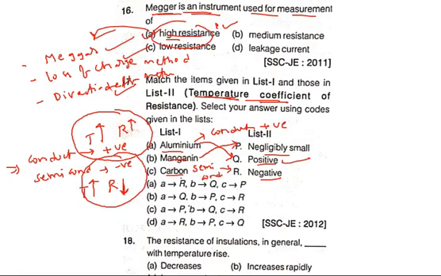Manganese is affected very little by the temperature. That is why we have chosen negligibly small. And carbon is a semiconductor, therefore it has a negative temperature coefficient. That is why we have chosen R. So based on this, you see Q, P and R. Which is the correct answer? Q, P, R is given in the second option. So option B is the correct answer. Hope you understood clearly.